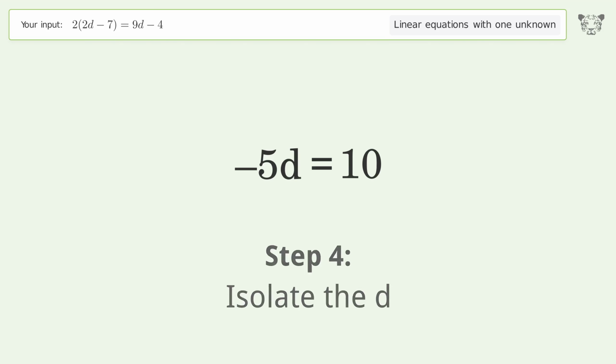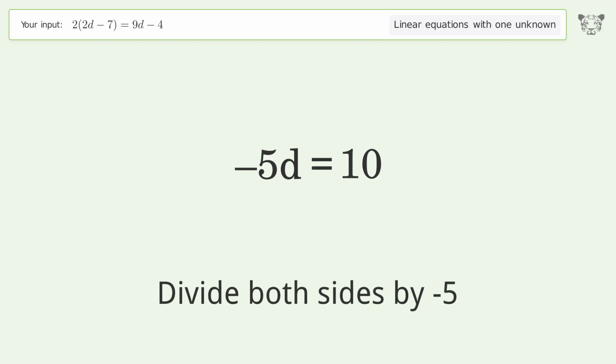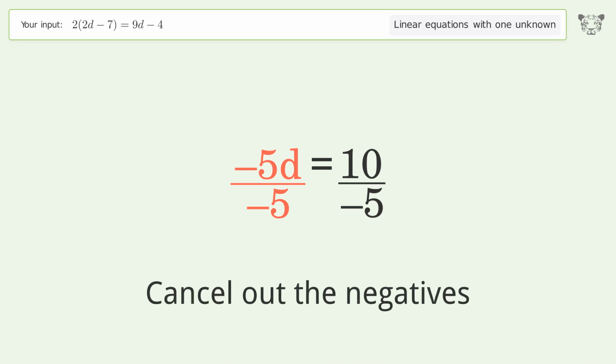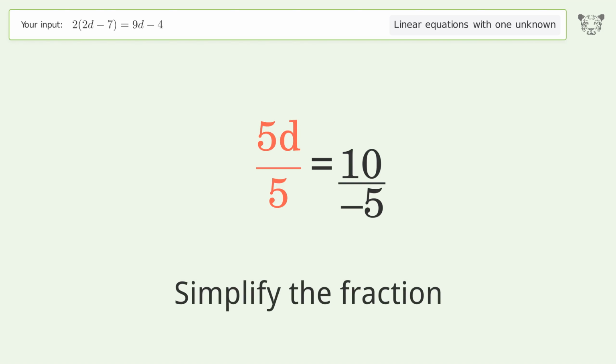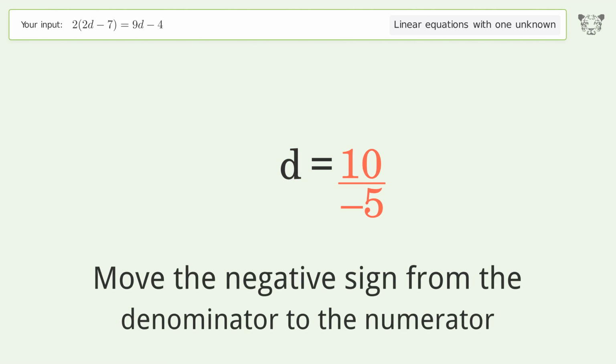Isolate the d. Divide both sides by -5. Cancel out the negatives. Simplify the fraction. Move the negative sign from the denominator to the numerator.